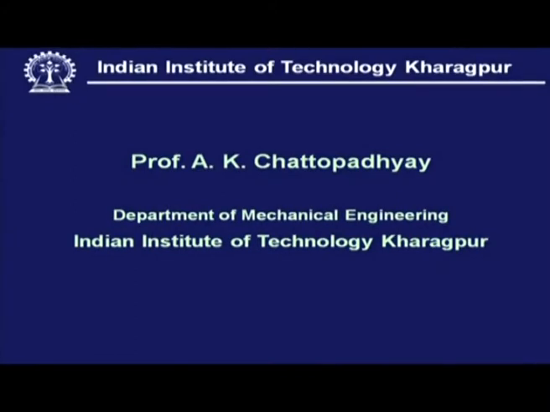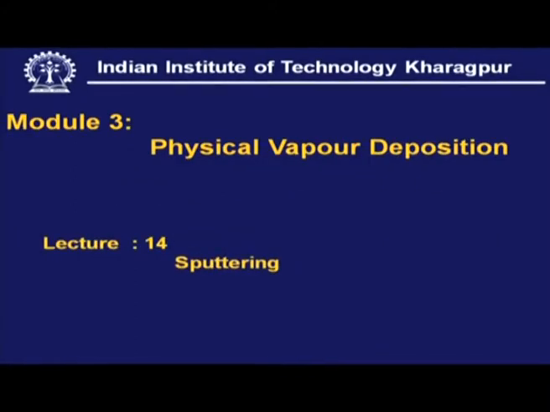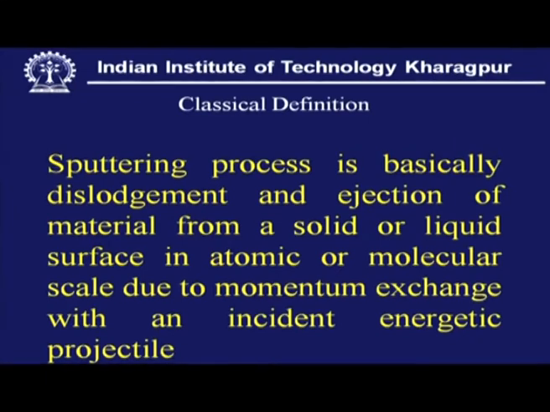Okay. This is physical vapor deposition, and today we shall discuss this topic, what we know as sputtering. Now, sputtering has a classical definition: it is a process which is basically dislodgement and ejection of material from a solid or liquid surface in atomic or molecular scale due to momentum exchange with an incident energetic projectile.